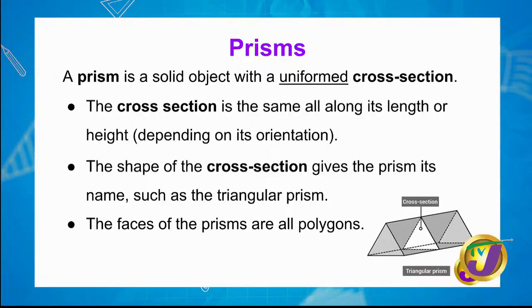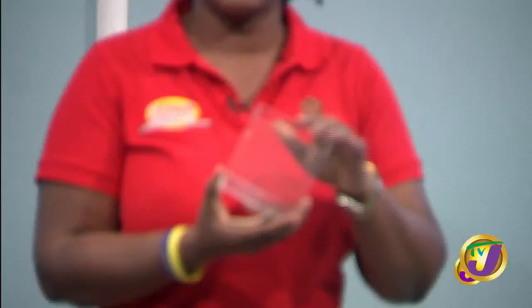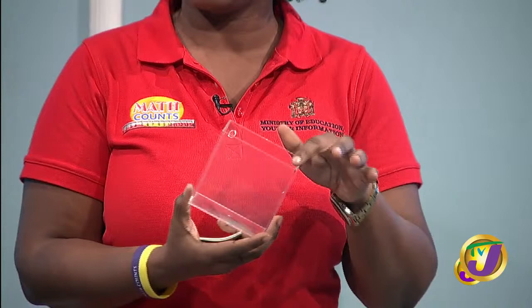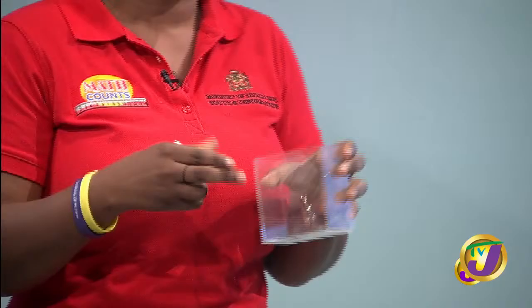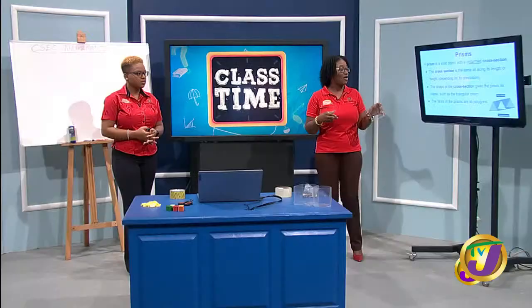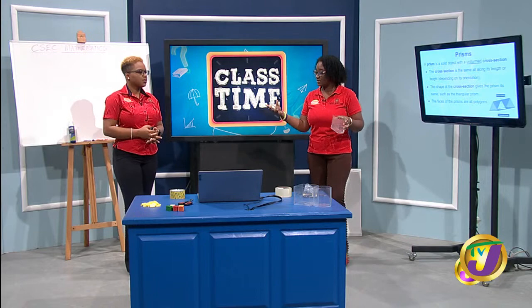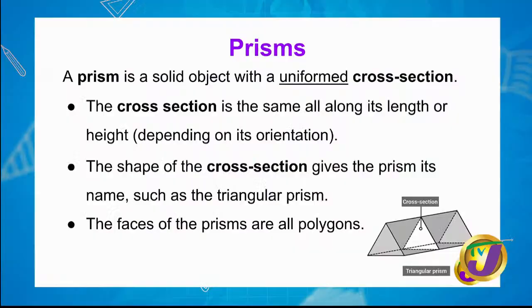All right, so if we were to look at some of these prisms that we have on set, when we talk about the faces, so this one is an open prism, so one of the faces is missing here, but we're talking about these flat surfaces here. That's what we're referring to when we talk about the faces. So the faces of the prisms, they are all polygons. Right. And we can see that those are all rectangles. In this case, yes.